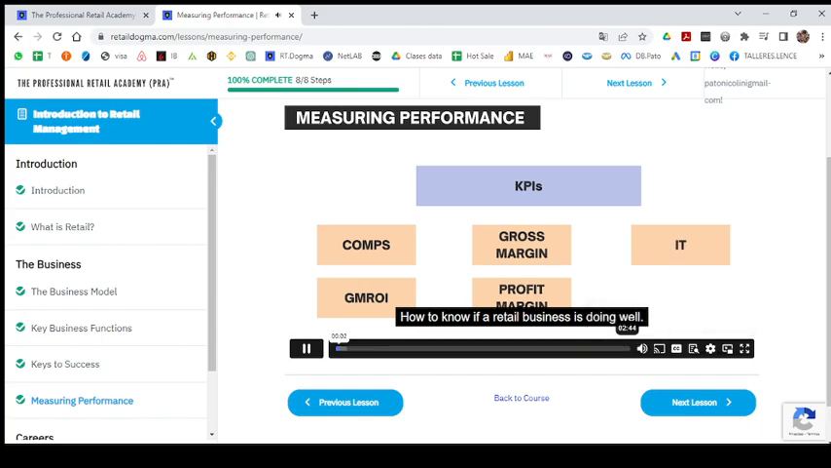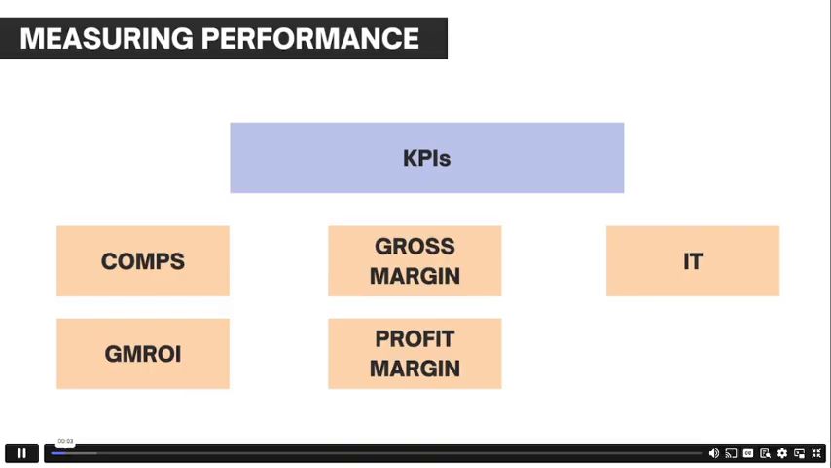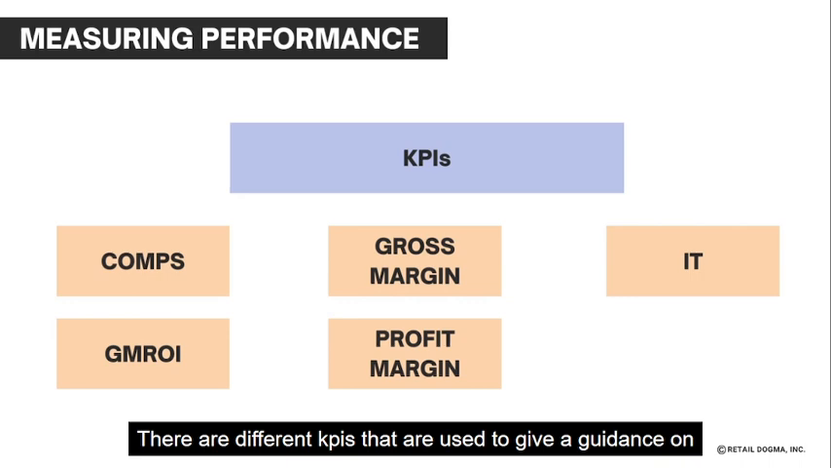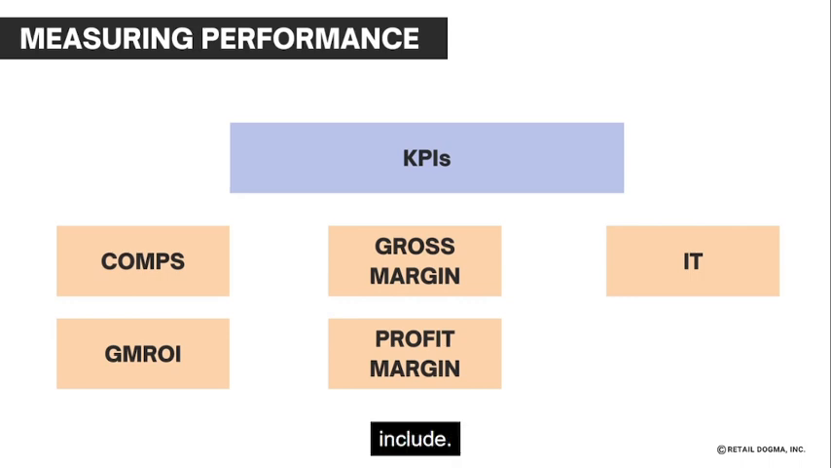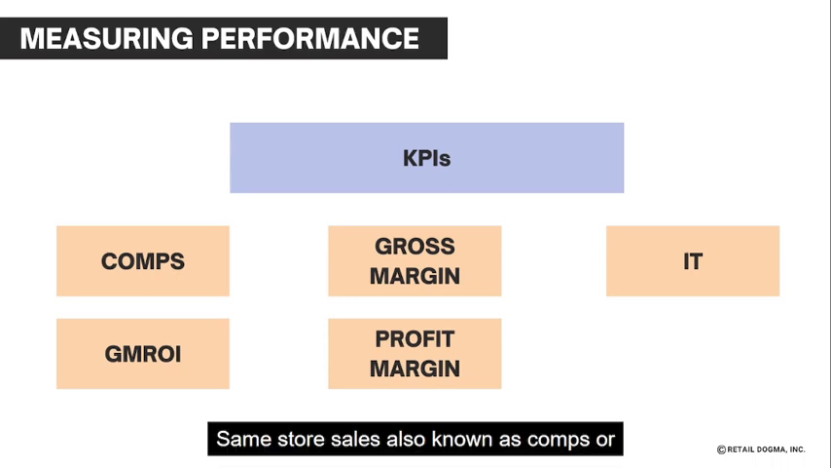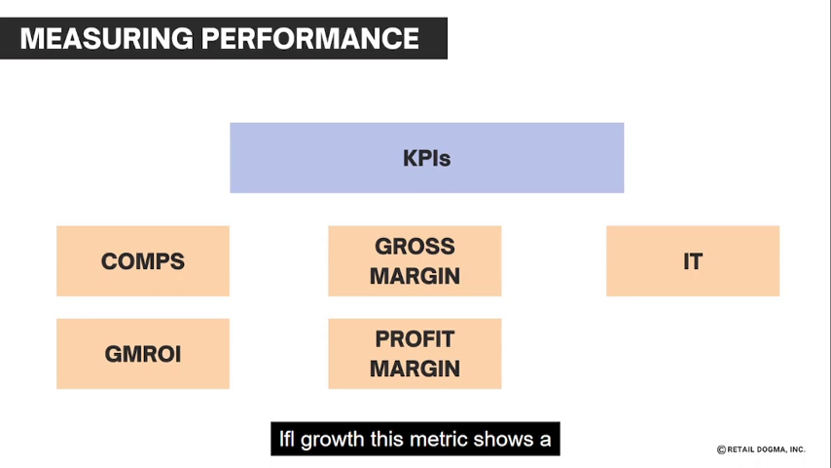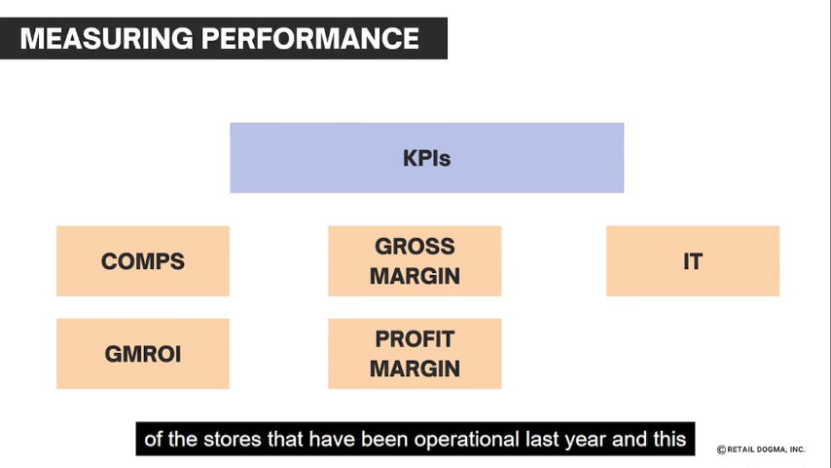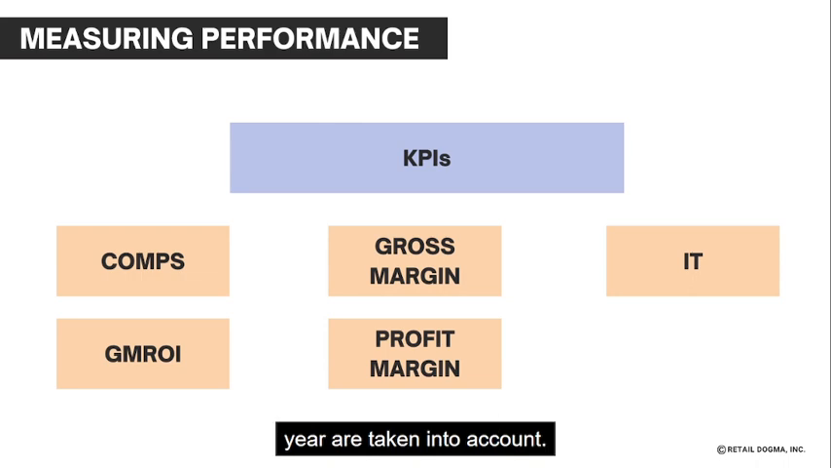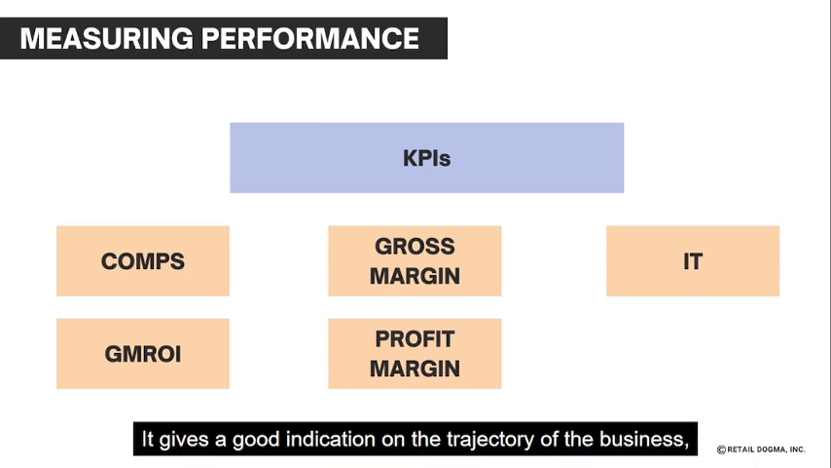How to know if a retail business is doing well? There are different KPIs that are used to give guidance on how a retail business is performing. These KPIs include same-store sales, also known as comps or LFL growth. This metric shows if a retail business is growing on a like-for-like basis. Like-for-like means that only the sales of the stores that have been operational last year and this year are taken into account. It gives a good indication of the trajectory of the business, especially if looked at over multiple consecutive years.